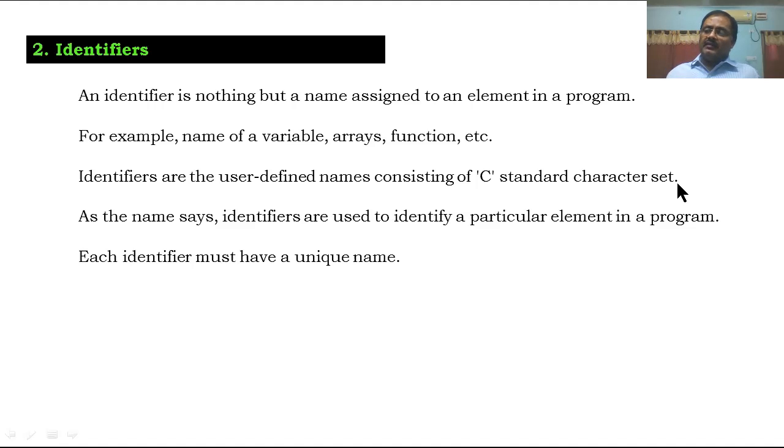So identifiers are the names which help us in identifying some value. It may be a numeric value or some other value. As the name says, identifiers are used to identify a particular element in a program. Each identifier must have a unique name. There should be no two identifiers with the same name. Your C compiler won't allow you to do so.